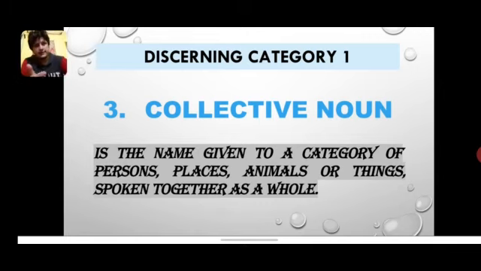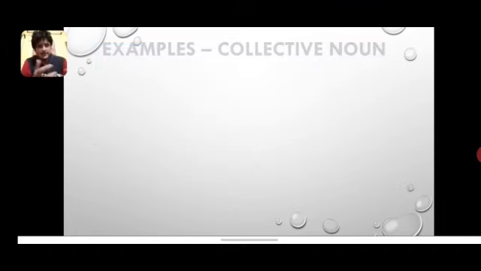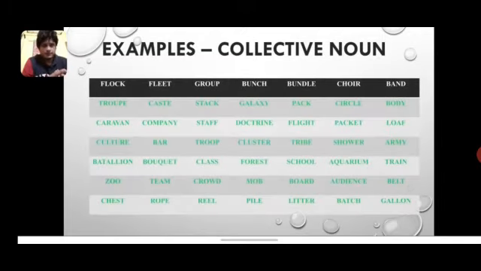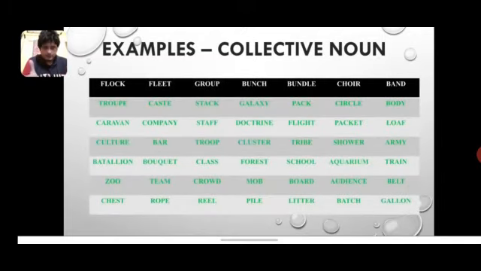Now, how do we do that? There are several examples, and those examples have specific specifications. Let's see how it's done. Let's first deal with examples of collective noun. You see, there are so many, and there are many more, right? Gallon, chest, bar, troop, cluster, company, doctrine, flight, packet, loaf. Now these have been specifically used for specific common nouns.